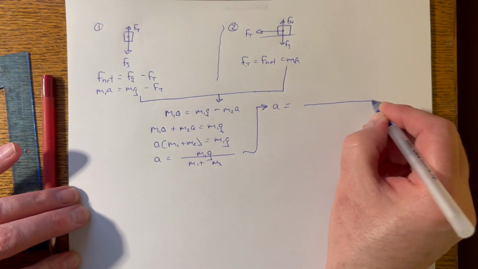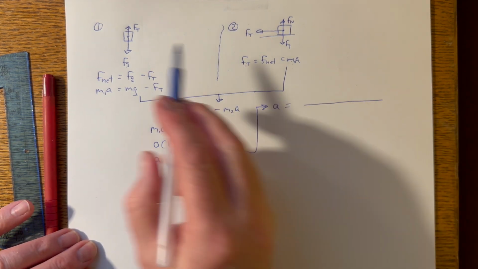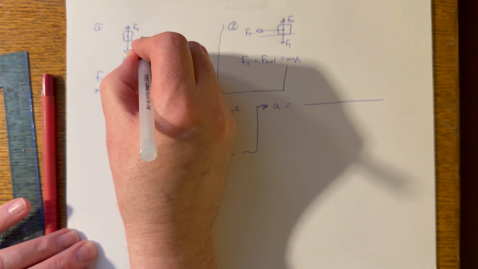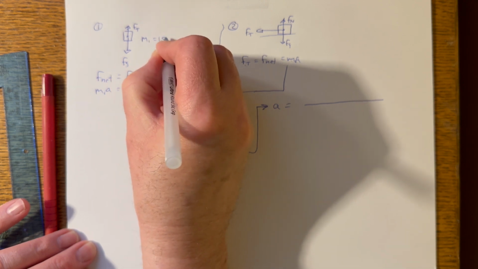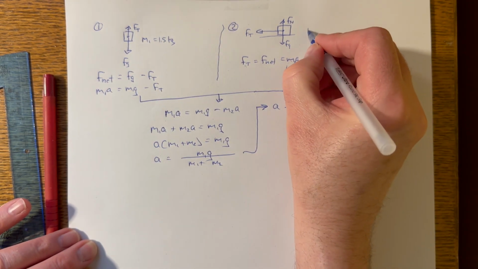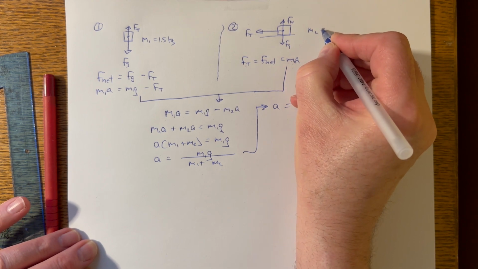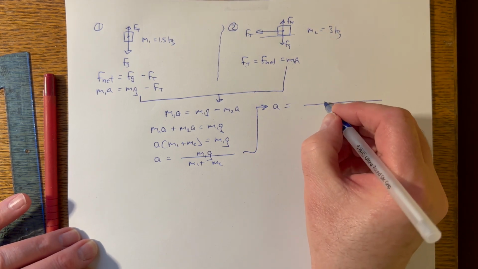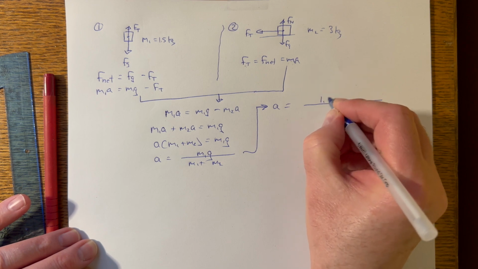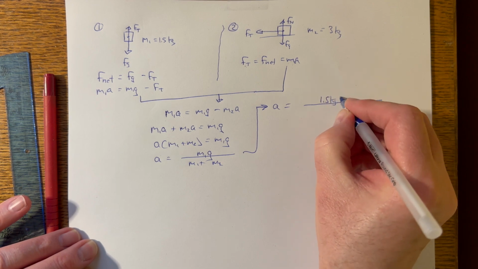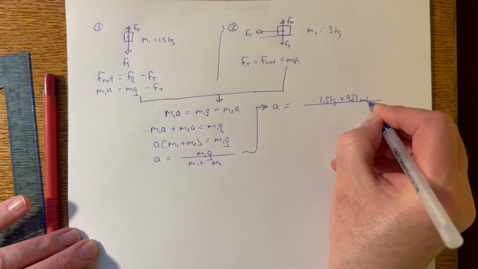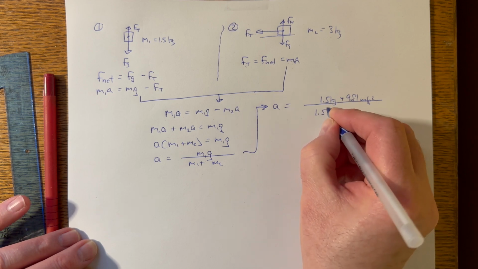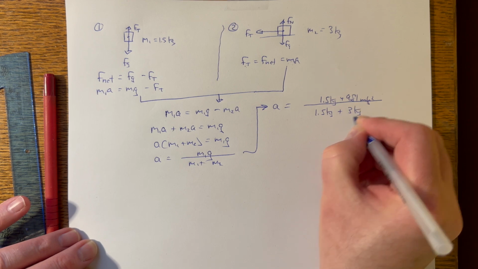A is equal to, okay, this is mass 1, and mass 1 is over here, and I'm told the hanging mass is 1.5 kilograms. I don't want to mix these two masses up. That's going to be so crucial. And mass 2 over here is 3 kilograms. So important not to mix these two masses up. So what do I have here then? For mass 1, I've got 1.5 kilograms times, I'll use an acceleration of gravity of 9.81. And now on the bottom here, M1 is 1.5 kilograms plus M2 of 3 kilograms.